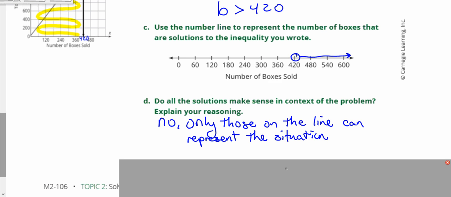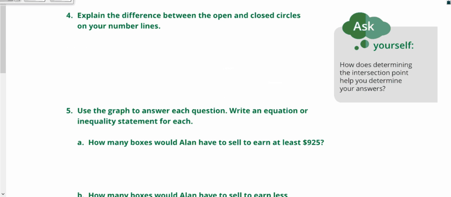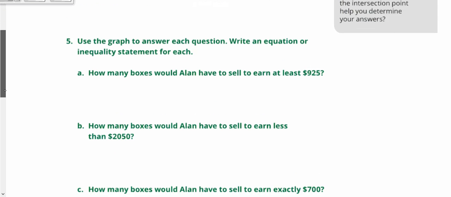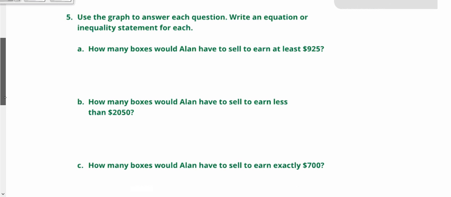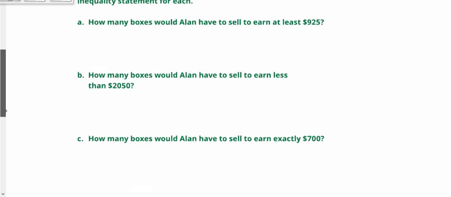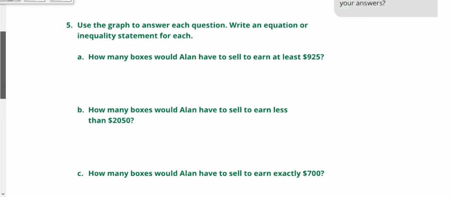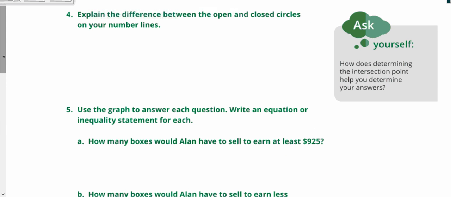Okay, all right. So then I would like you to explain the difference between the open and closed circles on the number line, and I would like you to answer number 5. So you can work with a partner or on your own. You can use the graph to answer 5A, B, and C. I'll give you a minute or two, but again, number 4 and number 5, I want you to try on your own or with a person next to you. So you're going to explain the differences in the open and closed, and then use the graph to answer questions A, B, and C on number 5. So I'll give you a couple of minutes to do that.